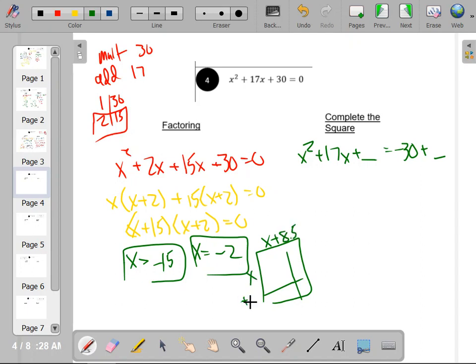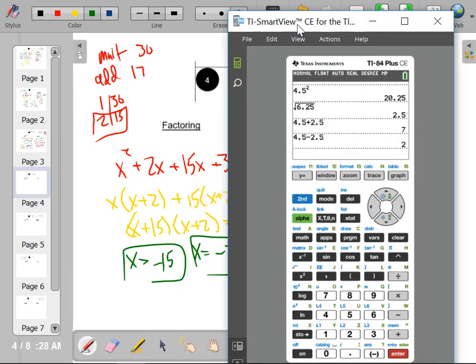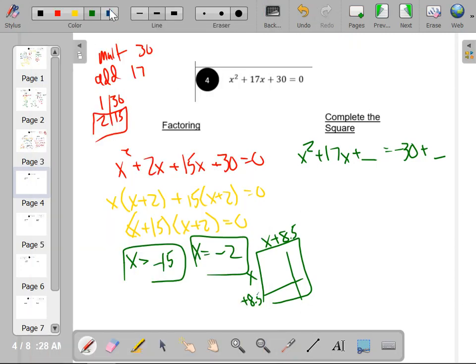So x plus 8.5. Let's go ahead and square that out, see what we get. 8.5 squared is 72.25. So I'm going to add 72.25 to both sides. Not a lot of space. On the left side, that's x plus 8.5, I've got it factored right here, remember, equals. On the right side, 72 minus 30 is going to be 42, and the decimal comes off to the right.